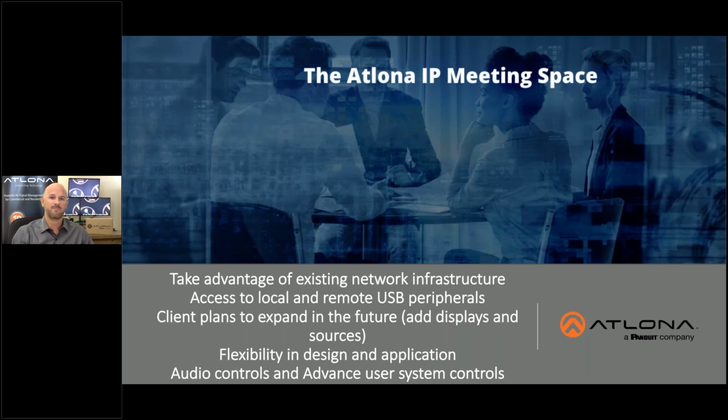So maybe there's USB peripherals in the room that the presenter needs to access. Maybe they're outside of the room, but still on the network. We want to be able to access those too. Could be a USB hard drive somewhere that we want to pull information off of. And we're using AV over IP because we're looking for flexibility in the design, and potentially down the road, this customer probably wants to expand or may have the potential for expansion and may want to add inputs and outputs into this solution. So AV over IP becomes a really good option here.